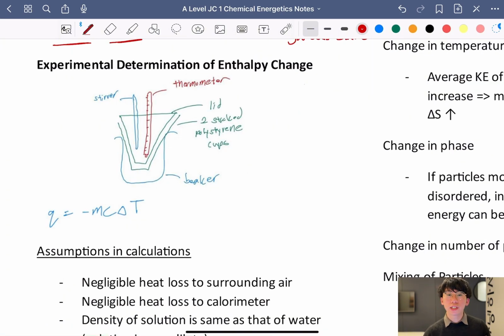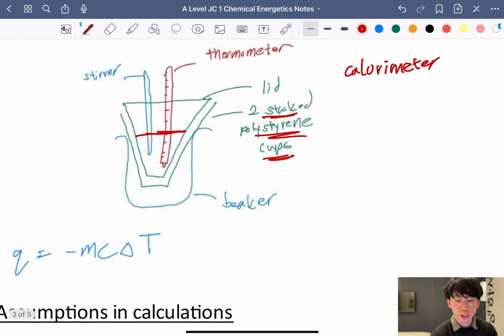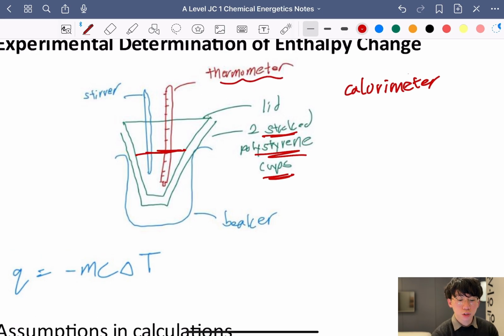So how are enthalpy changes experimentally determined? Scientists usually use something called a calorimeter. This is a very simplified diagram that you would probably get used to seeing when you head into the lab. In the lab, we can create a simple calorimeter with a beaker and two stacked polystyrene cups with a lid, and you have your solution or reactants inside the cup reacting. Of course, you need a thermometer to measure your temperature changes, and a stirrer to make sure there's even mixing in the solution.